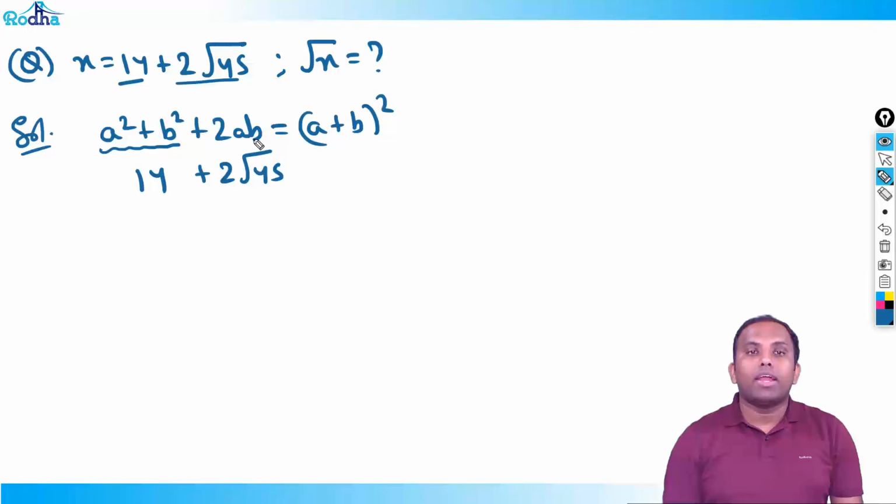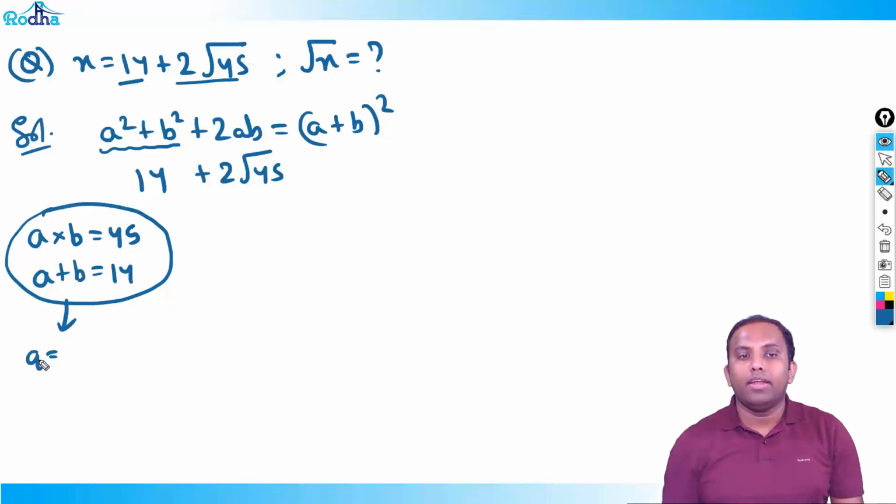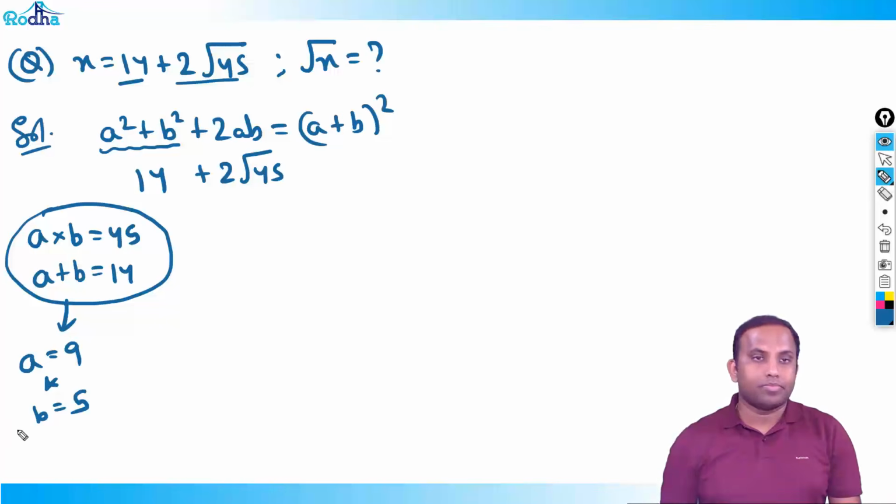Okay, so what I need to convert is, think a into b is equal to 45. Take the square root out here and take the square out here. Think like a plus b equal to 14. You think like this, right? What are the values? Quite easy to get. Obviously 9 and 5. So a equal to 9 and b equal to 5.